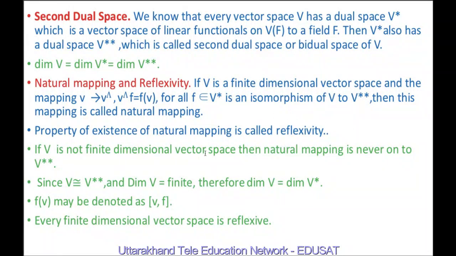If V is not a finite dimensional vector space, then the natural mapping is never onto V double star. V double star means the second dual space of vector space V. Since V is isomorphic to the second dual space of V, therefore dimension of V is finite, and therefore dimension of V is equal to dimension of V star. We also denote the natural mapping f of v as v cap of f within square brackets. Every finite dimensional vector space is reflexive.